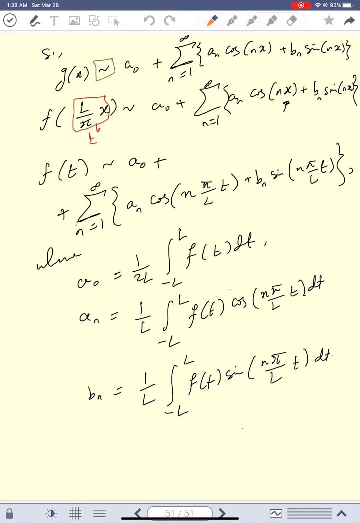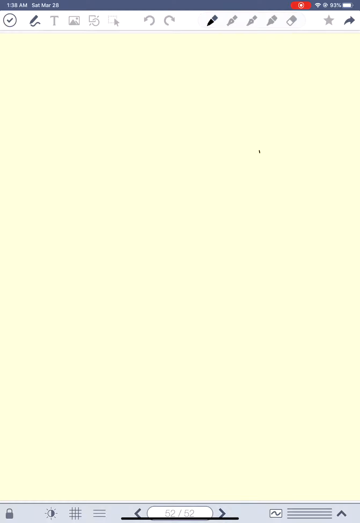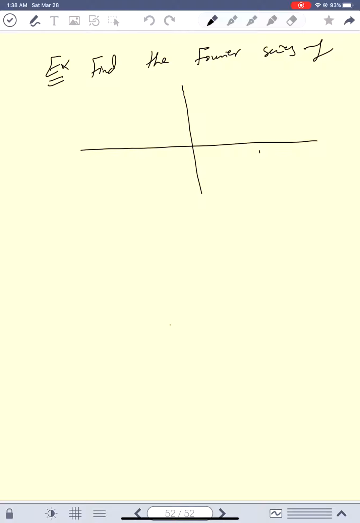Okay, so starting now, I will start dealing with the Fourier series of a general function, a function of any period. We can solve a simple example. So as an example, let's find the Fourier series of, let's look at the function, for example, on negative 1 to 1. I want to look at this function, okay? Of course, extended periodically.